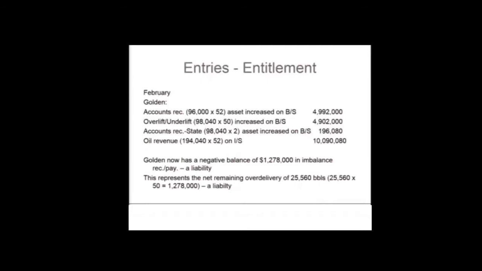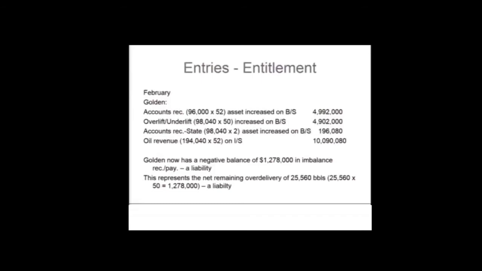Okay. Now, I still have a negative balance in the imbalance receivable payable, and we'll say a negative balance is considered a liability. A positive balance would be considered an asset or a receivable. So that negative balance is the remaining over delivery from the balance report. 25,560 barrels is still over delivered cumulatively. And that's at $50, which is $1,278,000. So that's what's still in my over-under account.